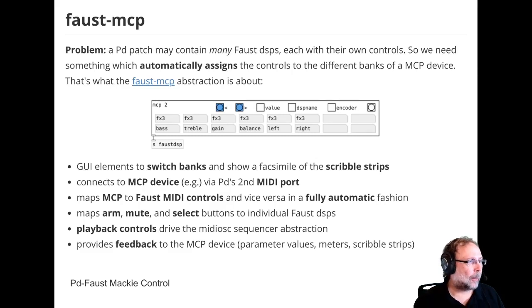And it also provides feedback to the MCP device. So if you change any parameter values on the PD side, it will be reflected on the MCP device. So faders will move and encoders will change their positions and so on. And of course, important kind of feedback is the scribble strips will have some information about the Faust units.